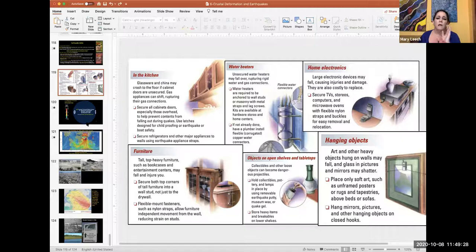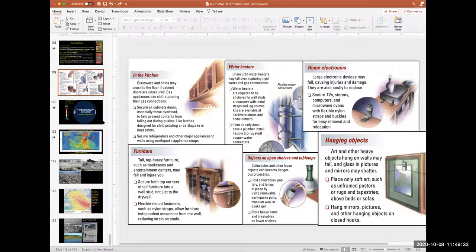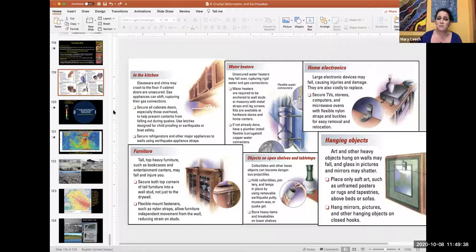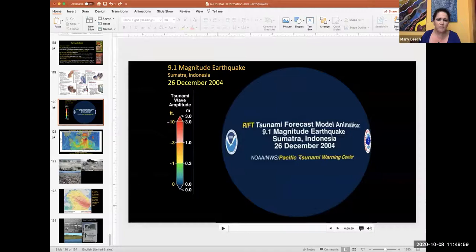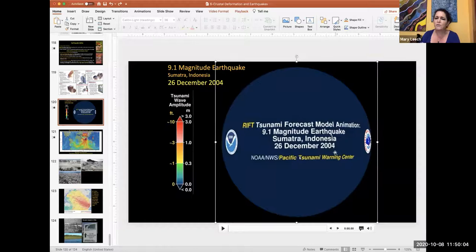The last thing I want to show you is, I mentioned tsunami are possible during some earthquakes, especially subduction zone earthquakes, because subduction zone earthquakes might be on thrust faults that have a vertical offset, and so it can push up a column of water that generates the tsunami wave. And so I wanted to show you some stuff about tsunami, particularly this December 26, 2004 tsunami.